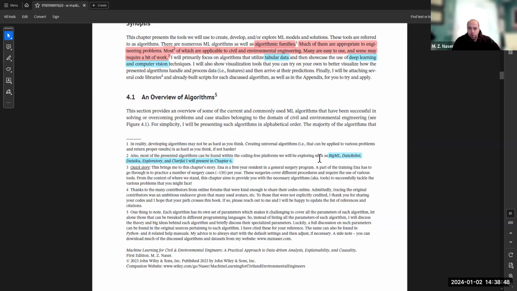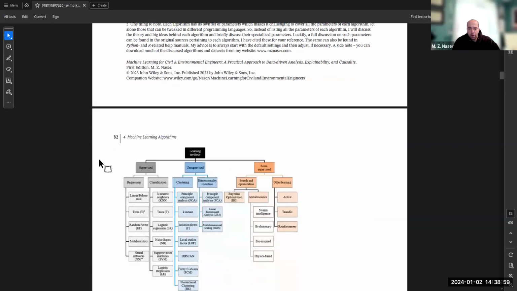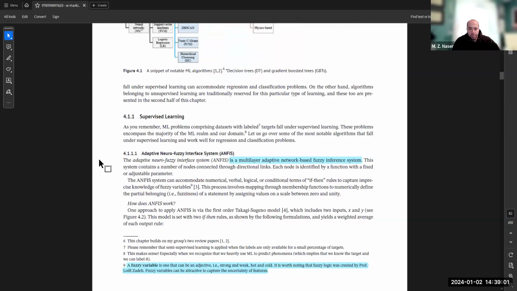We'll be using more of those coding-free platforms like BigML, DataRobot, Dataiku, Exploratory, and Clarify in Chapter 6. In about two recordings from now, we'll sit down and try those.